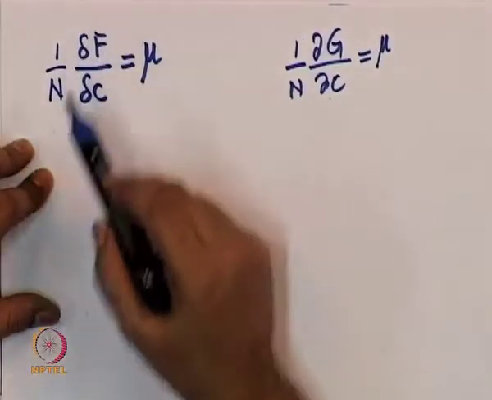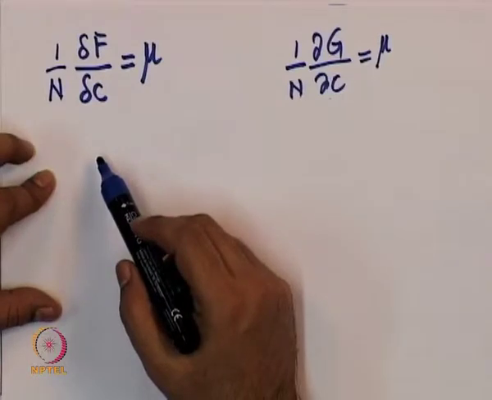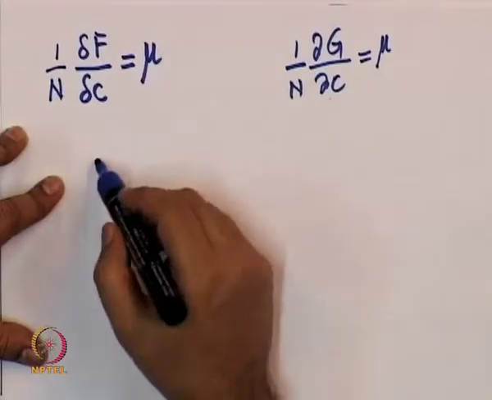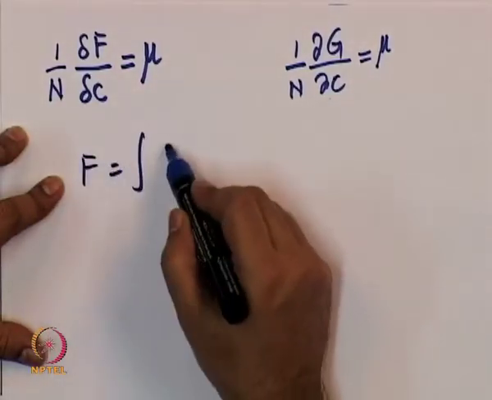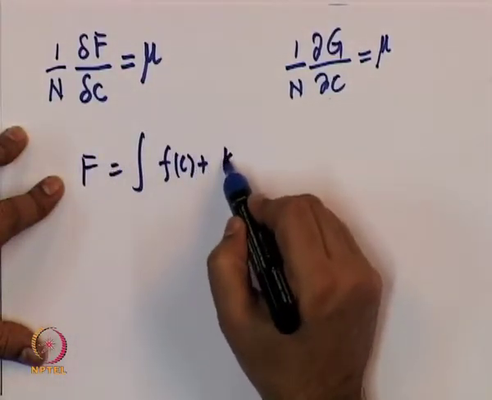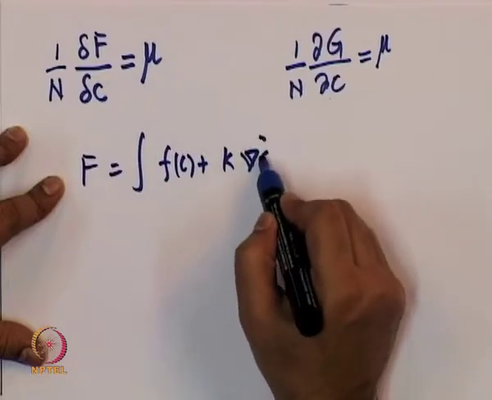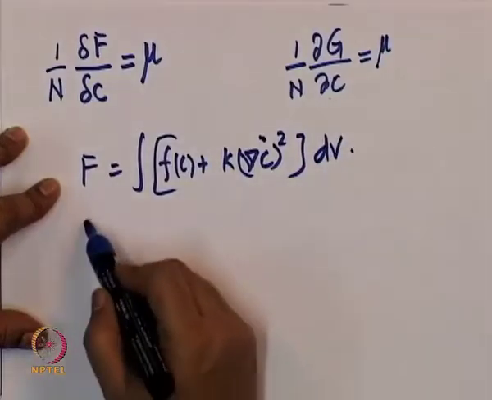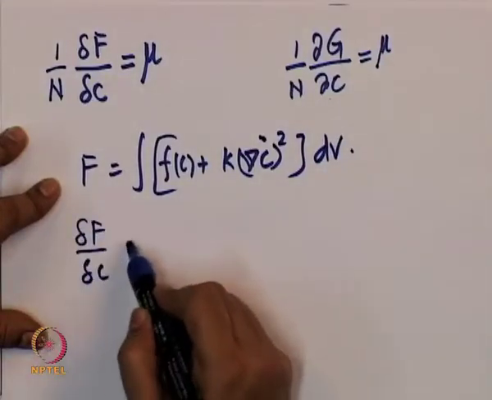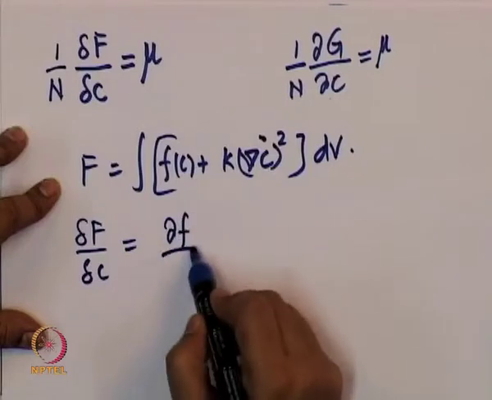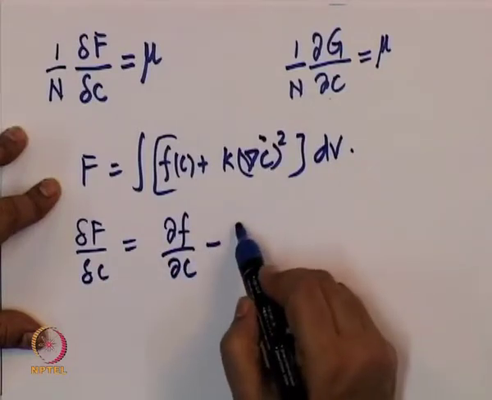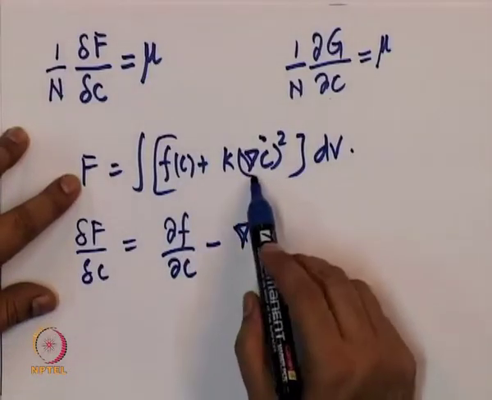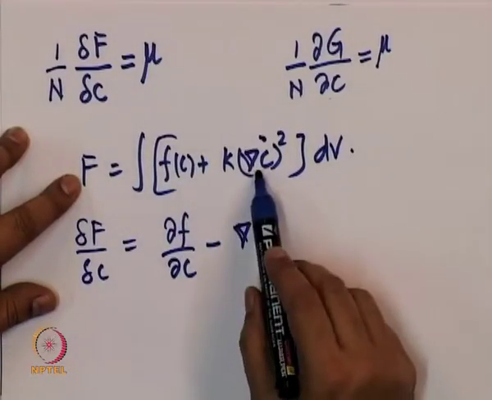So, what is δf/δC? That is obtained by the Euler Lagrange equation. What does it say? If you have a functional f equal to the integral of f(C) plus kappa (∇C)² dV, when we take δf/δC, that is going to be ∂f/∂C minus ∇ acting on this quantity, differentiated with respect to ∇C.